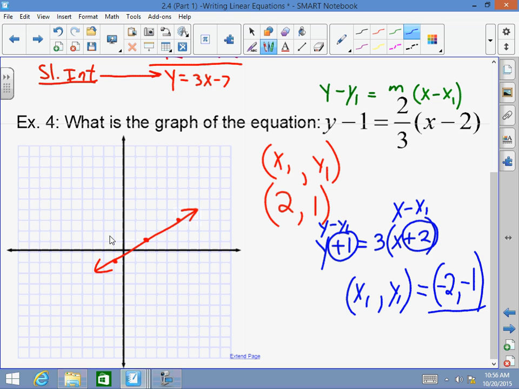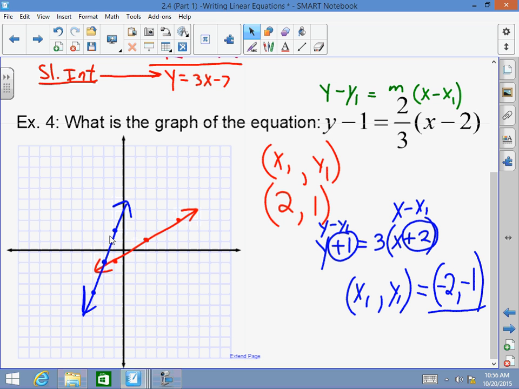In that case, this would be negative 2, negative 1, which is here. My slope is 3, up 1, 2, 3 over 1, down 1, 2, 3 over 1, and bada bing, bada boom. There you is.